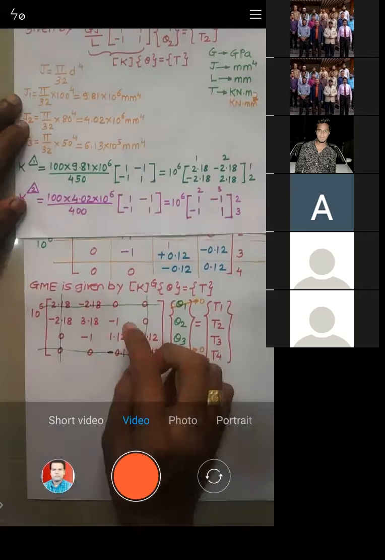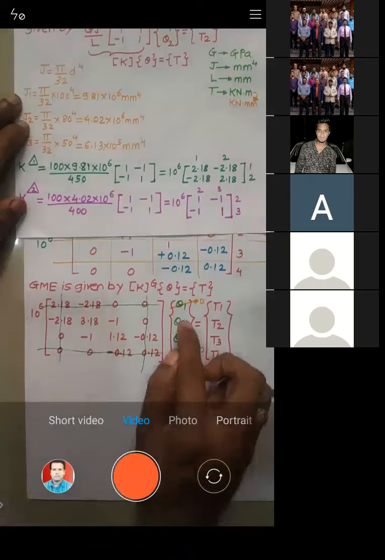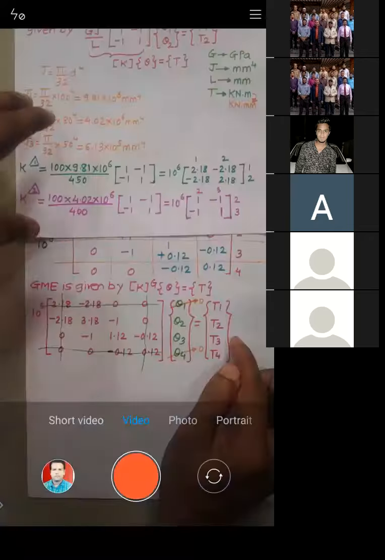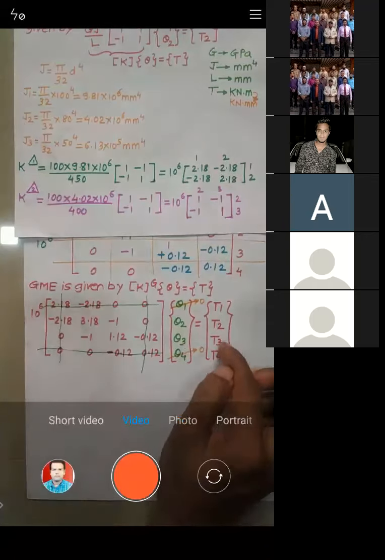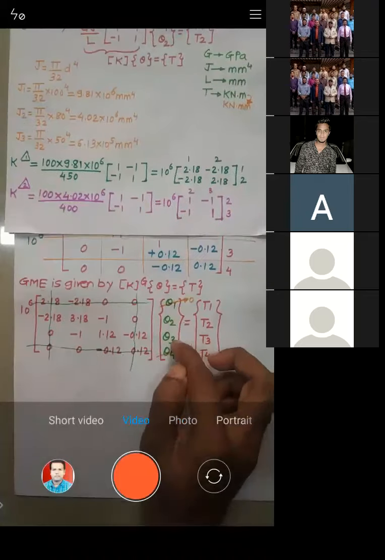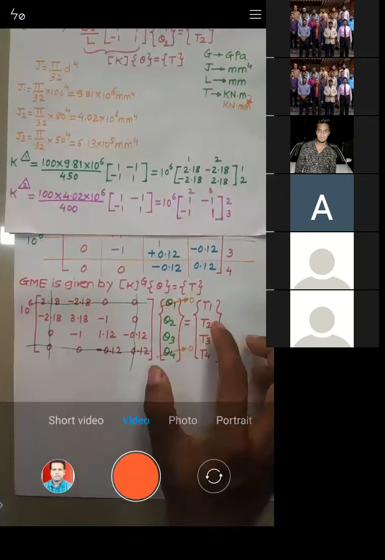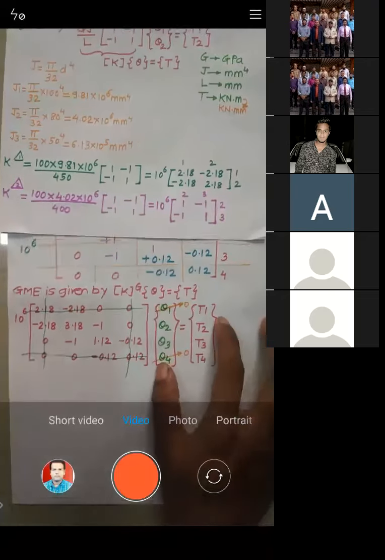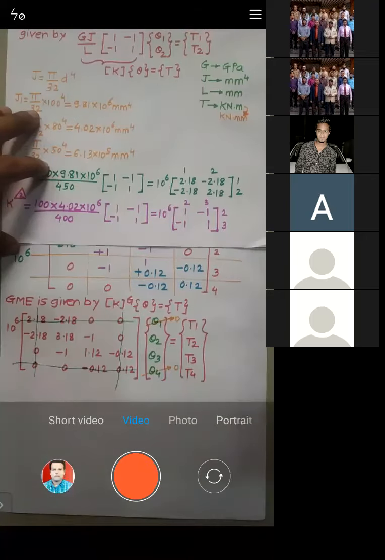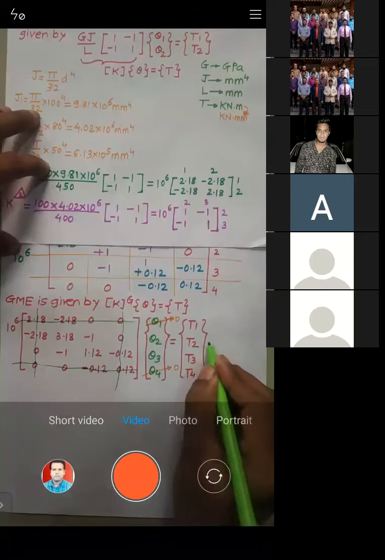So now we have two equations with two unknowns, and those unknowns are theta 2 and theta 3, provided we put the value of T2 and T3. Now we need to put the value of T2, that means the torque applied at node 2. So this value we are supposed to enter.